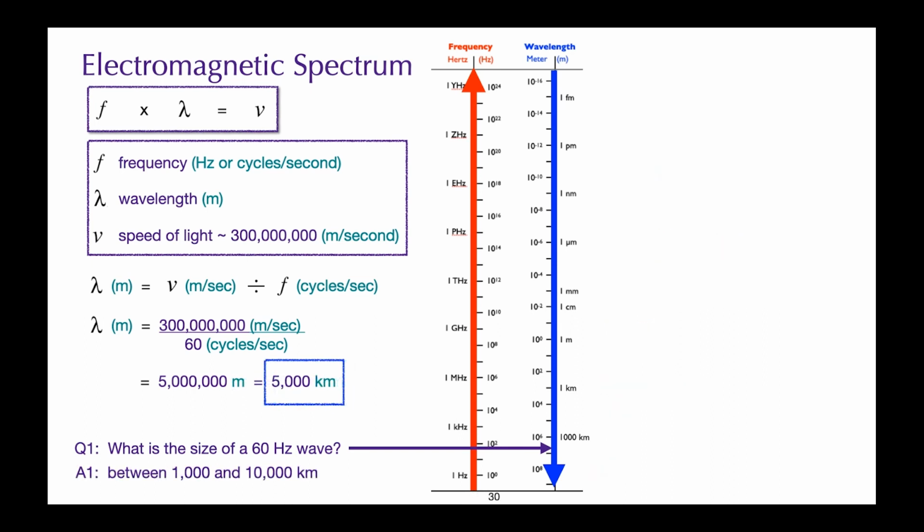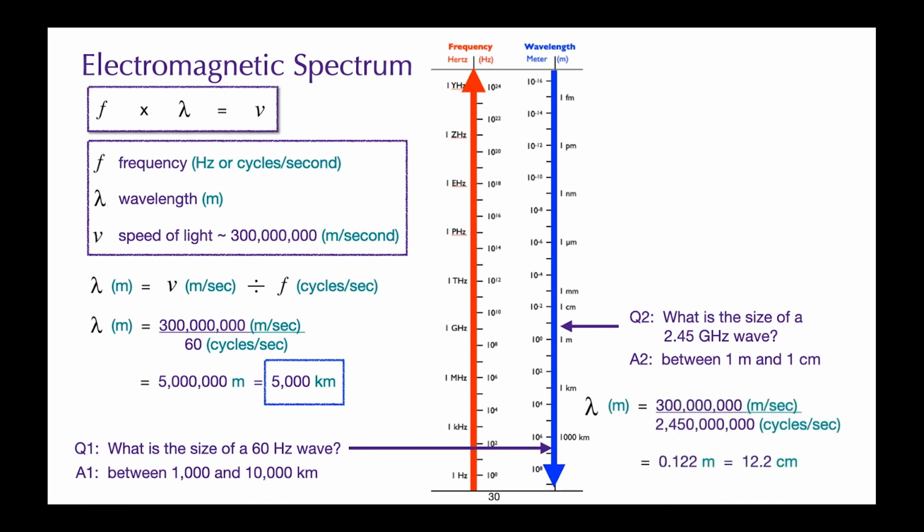In a similar fashion, we can ask the question, what is the size of a 2.45 gigahertz wave, which is used in microwave ovens, Wi-Fi, and some cordless phones? The answer is between 1 meter and 1 centimeter. More precisely, it is 12.2 centimeters long. This information becomes important when we discuss resonance effects.